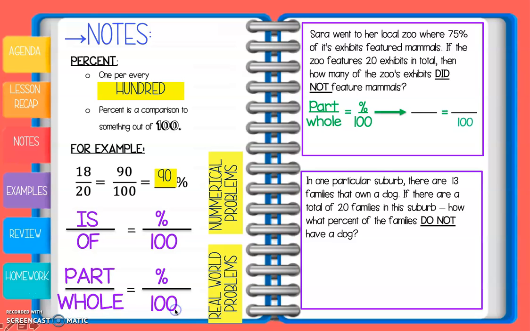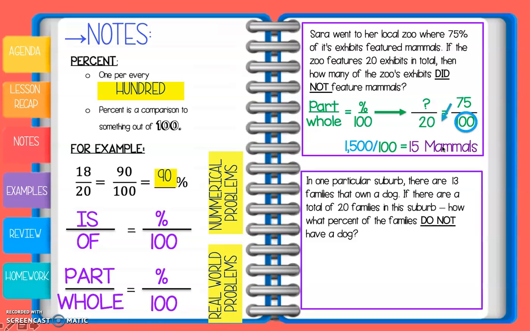We know that this spot is always 100 because percent is always out of 100. We also know it's 75% are mammals because it tells us in the problem. We know that the zoo features a total of 20 exhibits, so that's our whole. And for the part, we're looking for how many were the 75% that were mammals. So we're going to cross multiply and we get 20 times 75, which gives us 1,500. We're going to divide out our remaining 100 and we get that 15 exhibits, which represented the 75%, were mammals.